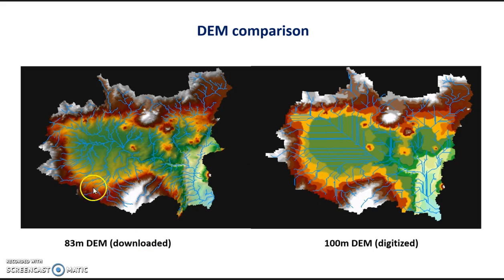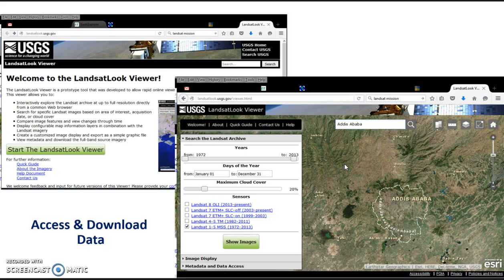And this is the 83 meter DEM from the SRTM Shuttle Radar Mission, and this is from a contour map of a 1 to 250,000 scale topographic map. We'll also be looking at these maps and how to assess the accuracies in the coming chapters as well. All right, we will be downloading most of our data, Landsat data, from USGS websites.